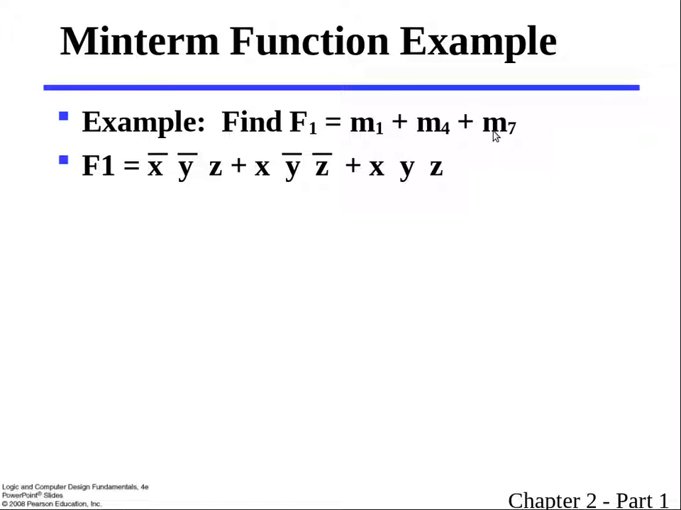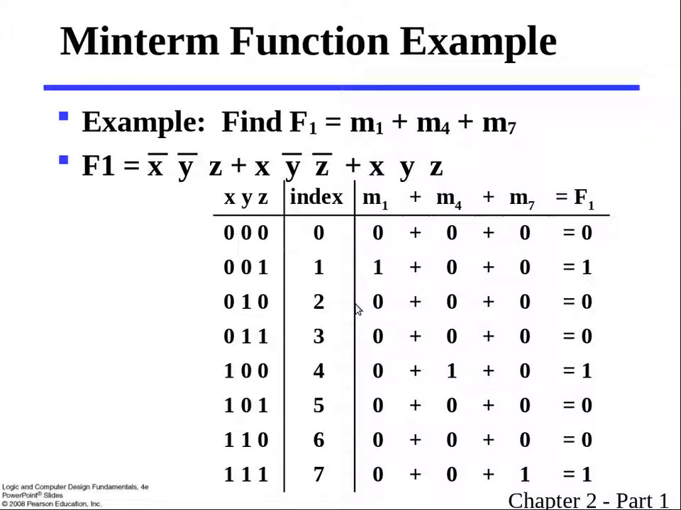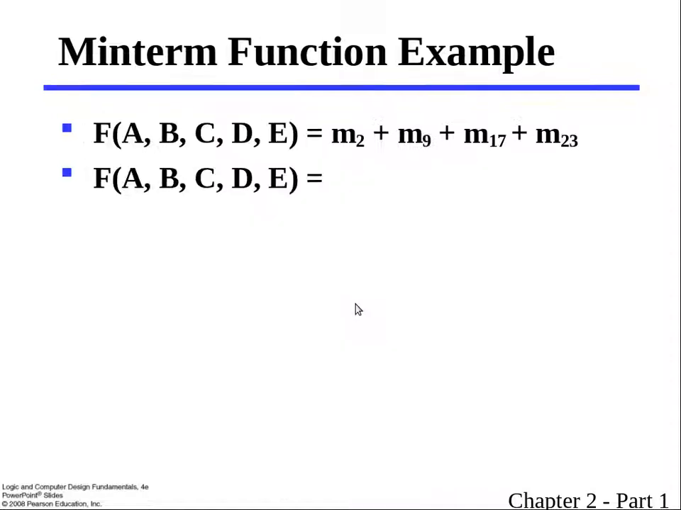All right, is everyone doing well with how we got from here to here? So this is called a sum of minterms, and this is a standard form. And you could write out the entire truth table if you want to, and there it is. All right, how about this one?